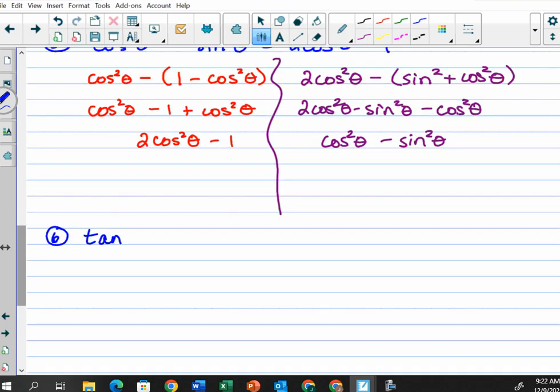All right, tangent of x times sine of x equals secant of x minus cosine of x. You can get there from either side.